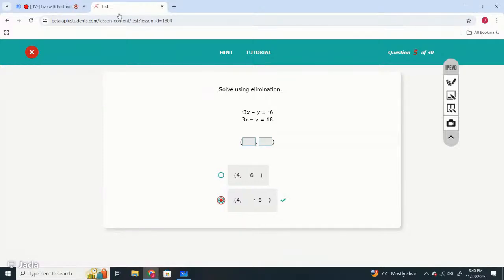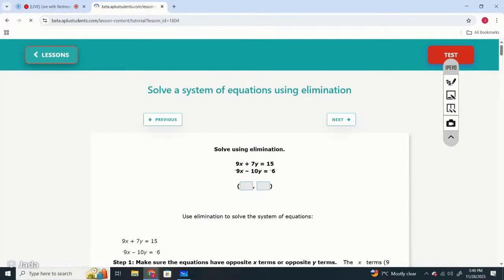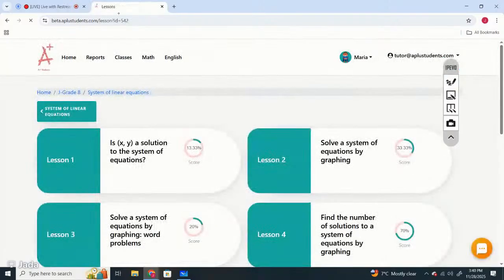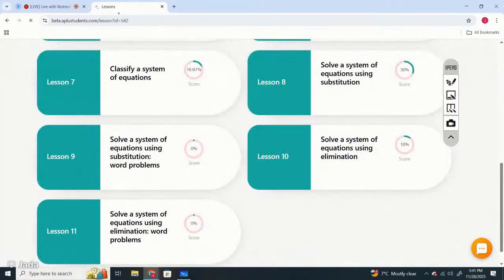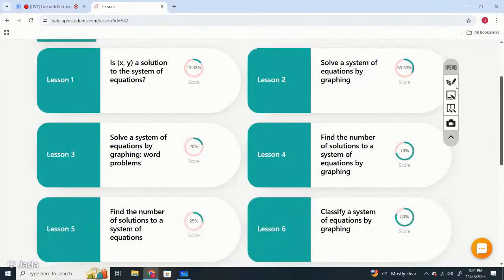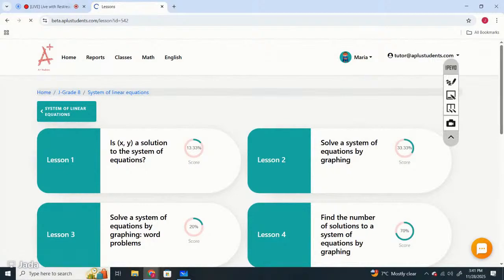Okay, you can complete the lesson by yourself later today. So we were working on the grade 8 math chapter, system of linear equations. The lessons we have covered: solve a system of equations using substitution, solve a system of equations using substitution word problems, and solve a system of equations using elimination. So please make sure before the next session you complete all the practice questions for the lessons we just did.